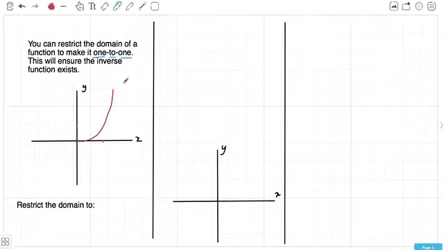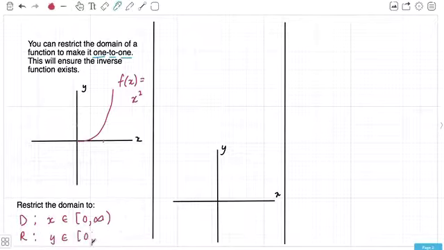Okay, so this is still my original function, which is x squared, but this time I've restricted the domain. So the domain is now x between 0 and infinity. Oops, round bracket. And the range is still the same, so still going from 0 up to infinity. Like that.